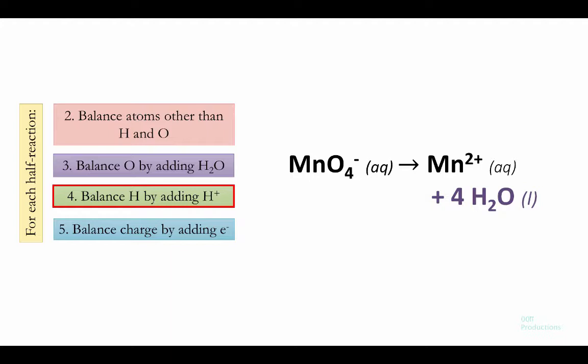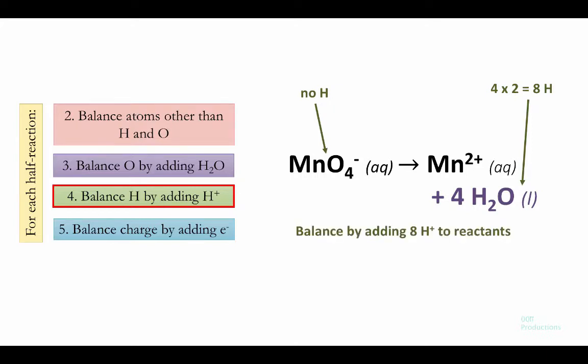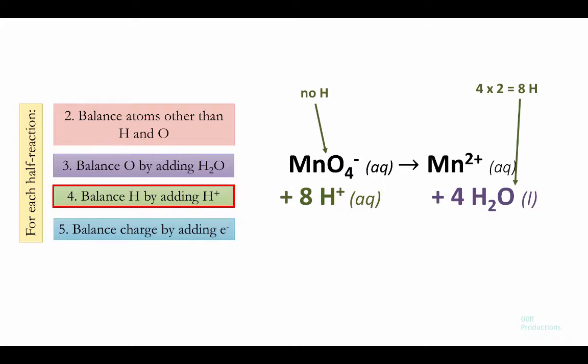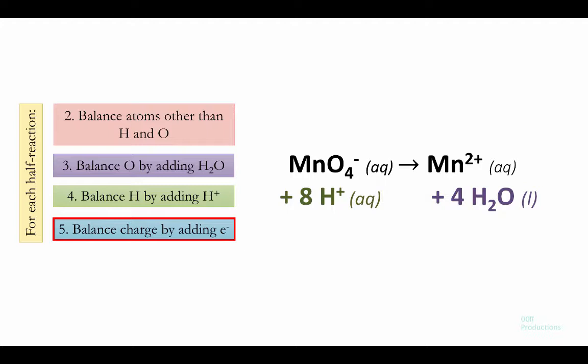So let's do a hydrogen accounting. We have no hydrogens on the left side. We have 8 hydrogens on the right side, 2 from each water molecule. And so we need to add 8 H plus to the reactant side of our equation. There's our 8 hydrogens. Now we're going to move on and balance our charge by adding electrons. So let's look at our charge math. On the left side, the reactant side, we have a -1 charge from the permanganate. We have 8 hydrogens, which each have a +1 charge. So overall, we have a +7 charge.